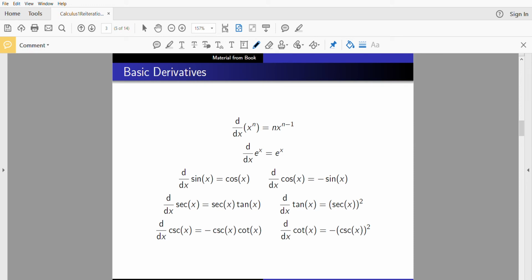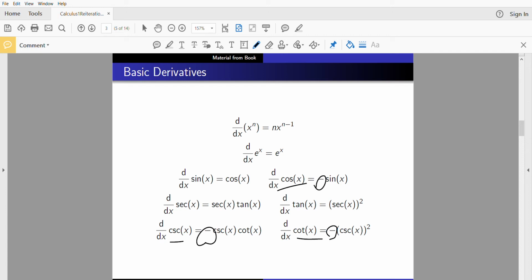Other things that I might need to know are some basic derivatives. So basic derivatives: x to a power, you take the power in front and subtract 1 from the exponent, so it's n x to the n minus 1. e to the x is its own derivative. Derivative of sine is cosine. Derivative of cosine is negative sine. So each of the co functions, that is cosine, cosecant, and cotangent, when you differentiate them, pick up a minus sign. Each of the regular functions, sine, secant, and tangent, do not pick up a minus sign.